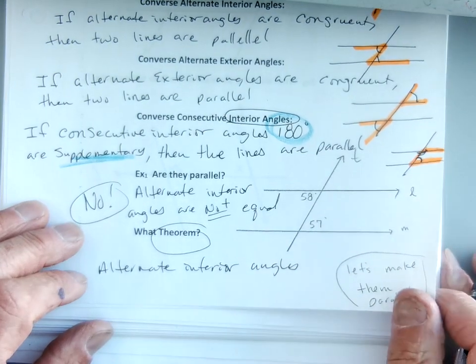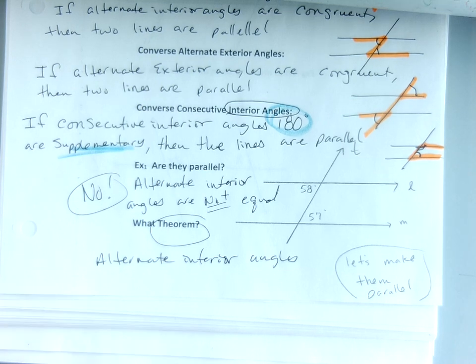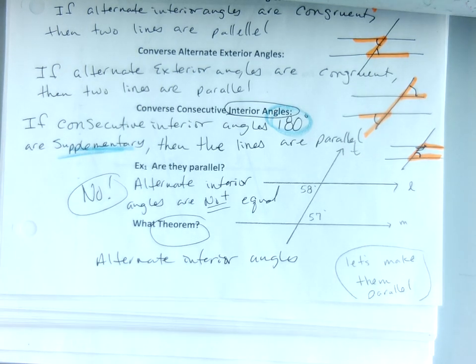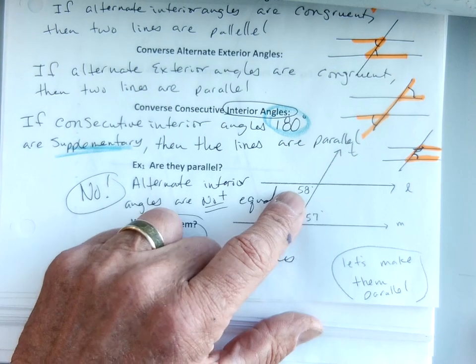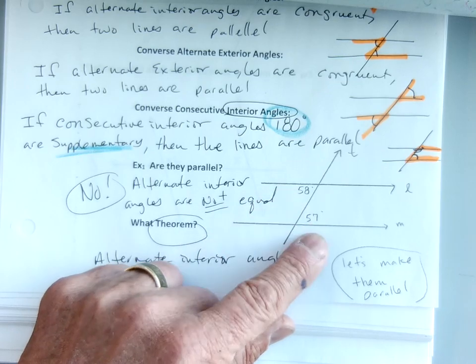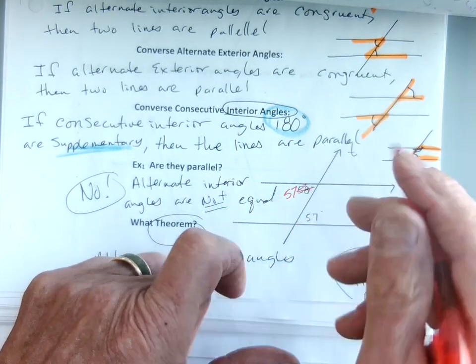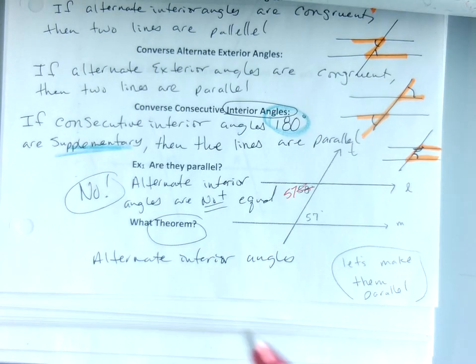Okay? So how do we make them parallel? I want these lines to be parallel. What do I have to do? You've got to make them equal. So I could either, what do you want to do, Mara? It's up to you. Do you want to make this one 57 or this one 58? It doesn't matter, does it? What do you guys want to do? 57. Okay, let's make this one 57. Now they're equal, aren't they? It's easy. If they're equal, they're parallel.